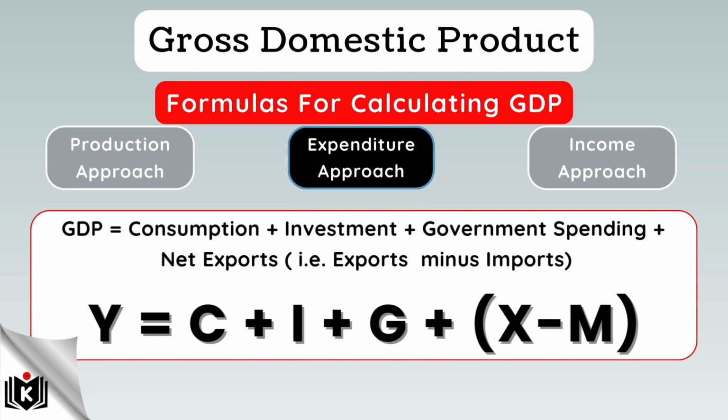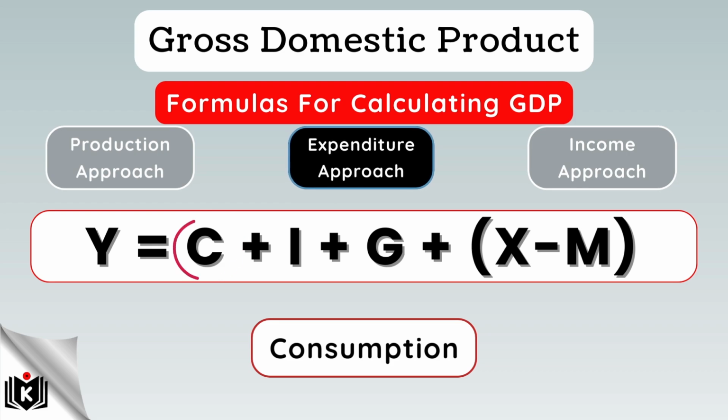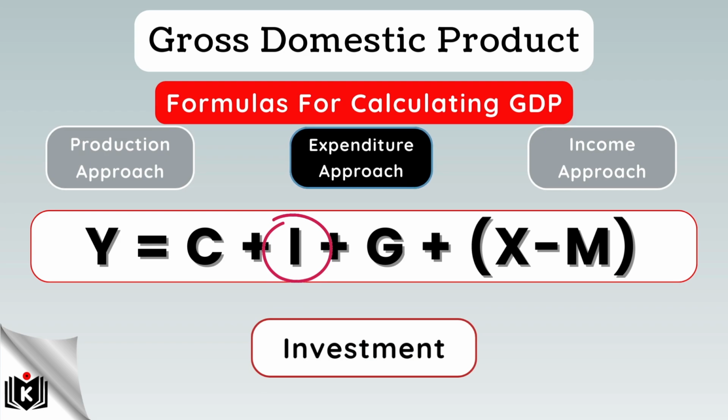The components of this formula are depicted by these symbols. C is household consumption expenditure. This refers to the total spending by households on goods and services, such as food, clothing, healthcare, and entertainment. This is typically the largest component of GDP. I is gross private domestic investment. This includes spending on goods that will be used for future production, such as machinery, equipment, and buildings. It also encompasses residential construction and changes in business inventories.